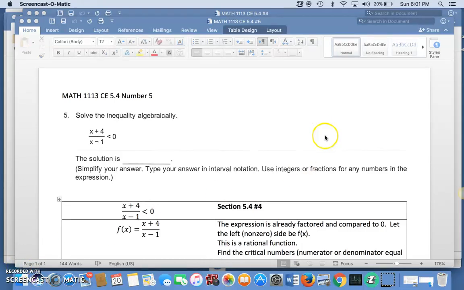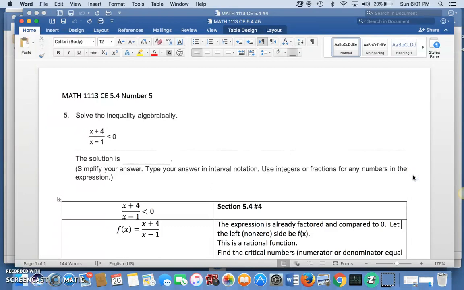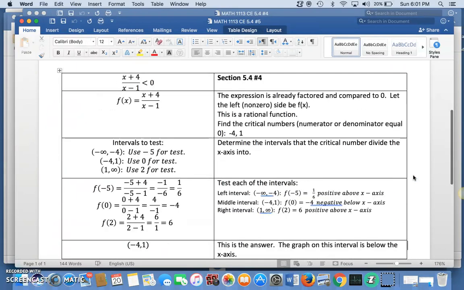Okay, section 5.4, problem number 5. This is a rational inequality. As long as you're comparing to 0, life is a lot easier. So even when it's not compared to 0, rearrange it until you get it compared to 0, especially if you're dealing with an inequality. x plus 4 over x minus 1, when is that less than 0?